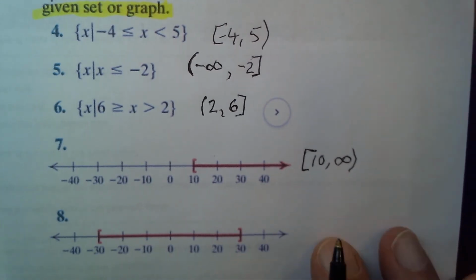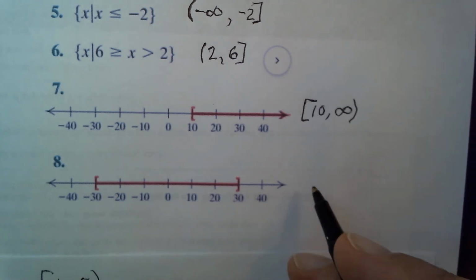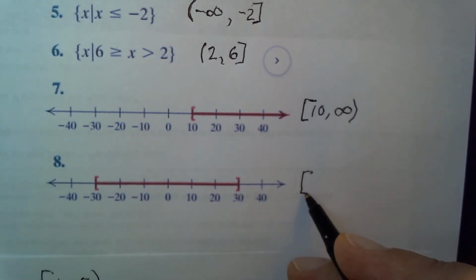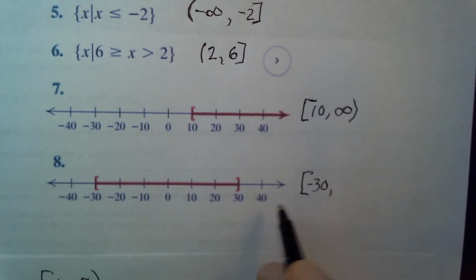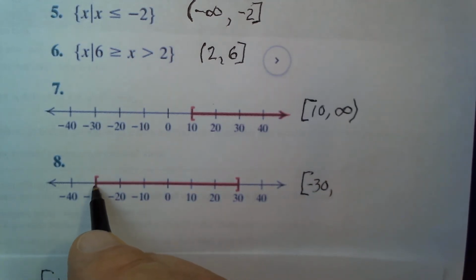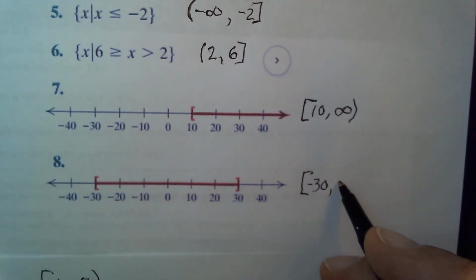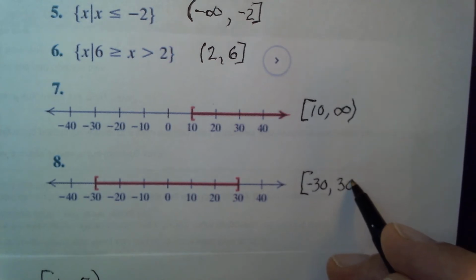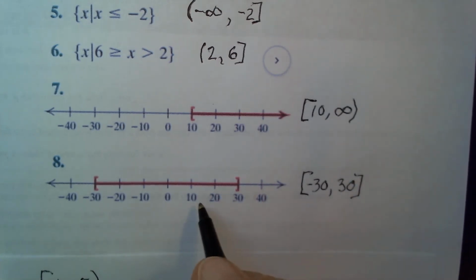And here for number 8, we have a closed interval from -30 to +30. So that would be the interval from -30, and it has a bracket here, and that means -30 is included. Similarly, positive 30 is included also in the interval, and that would be the interval notation for this graph.